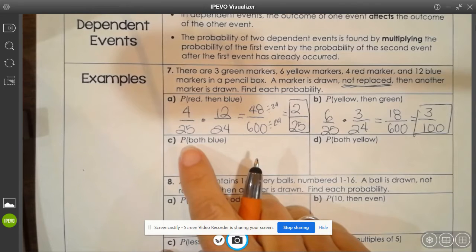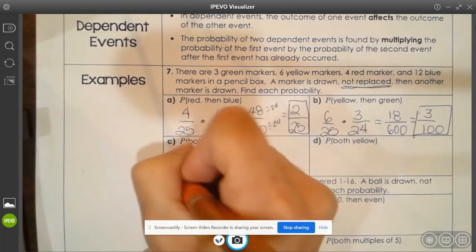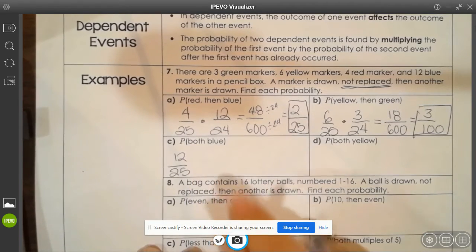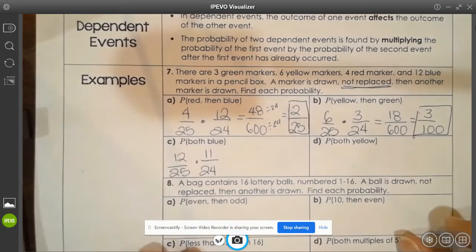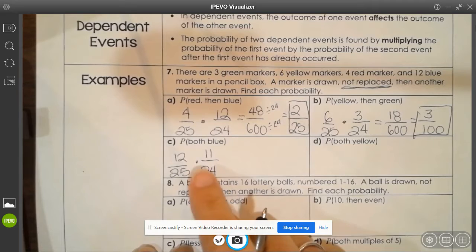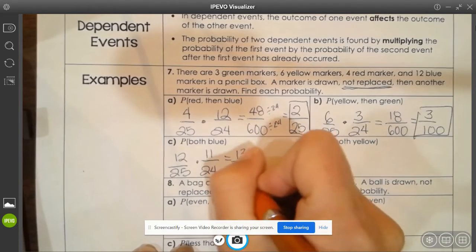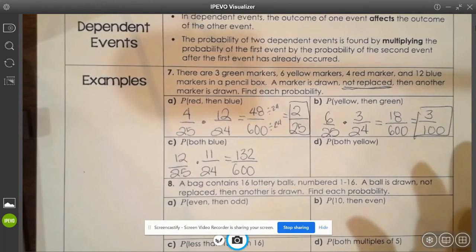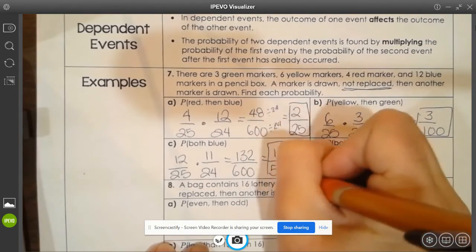All right, so what is the probability of getting both blue, but you're not replacing them? For the first blue, how many blues are there? There are 12 out of 25, right? But for the second blue, you're not replacing that other blue, so you really have one less blue. That's 11 over 24. In this case, it was a little different because you're using the same color and you're not replacing it. So you multiply across, that's 132 over 600. And then you divide by 12. 132 divided by 12 is 11, and 600 divided by 12 is 50. And that's your answer right here. That's the simplest form.